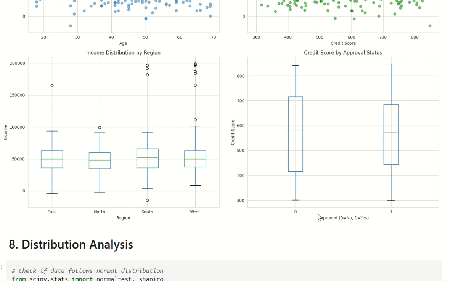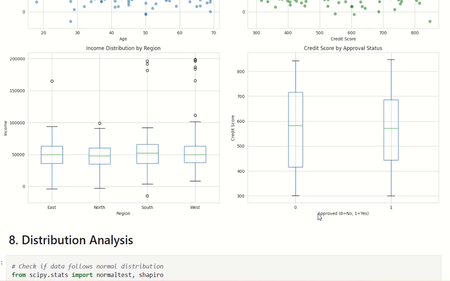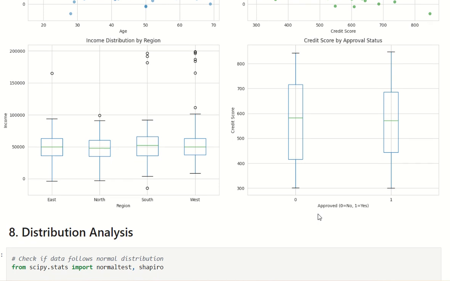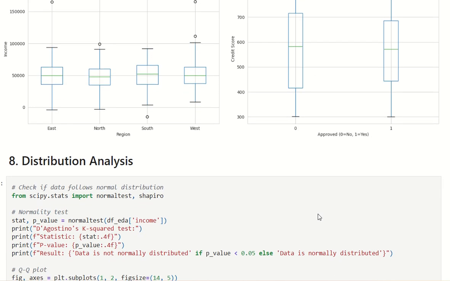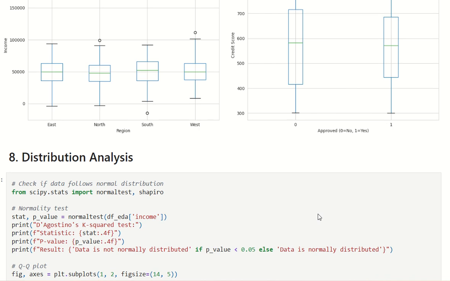For normality and model assumptions, I use both visual diagnostics, histogram plus normal curve, QQ plot, and a formal test like D'Agostino K-squared and Shapiro. I also explain that large sample tests can show significant departure from normality even when deviations are small. So I balance test results with plots and the intended model's robustness.